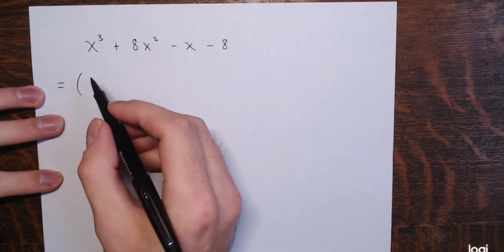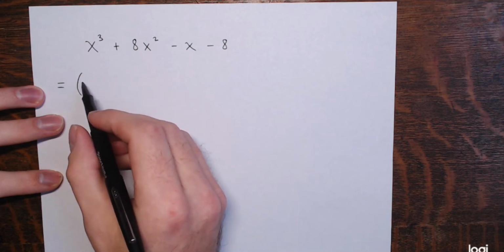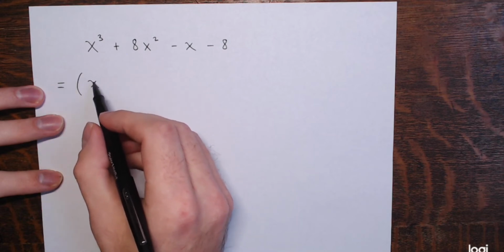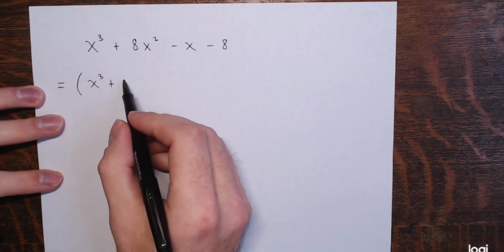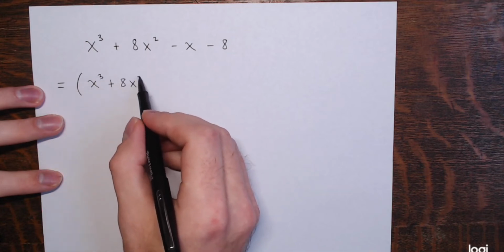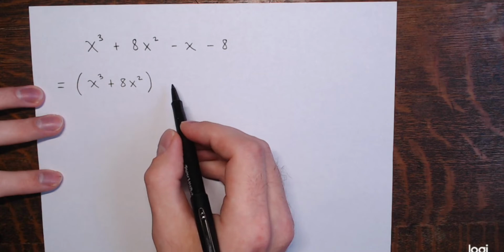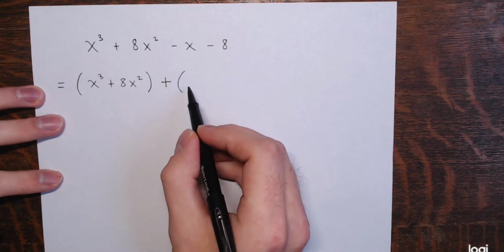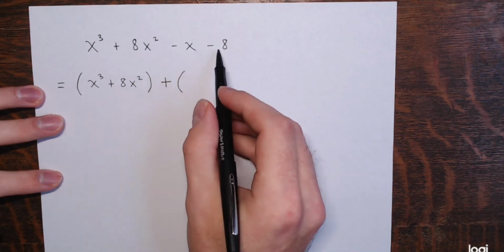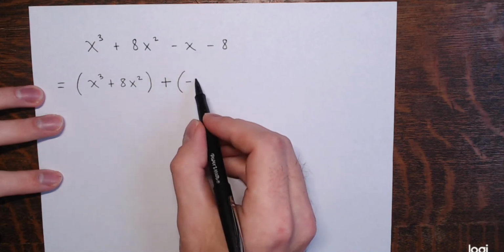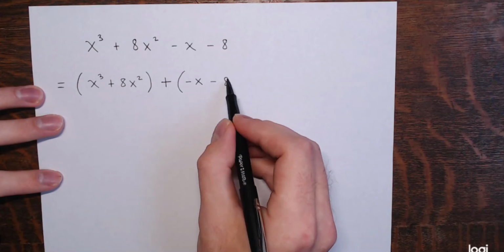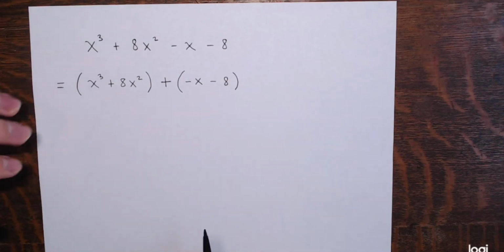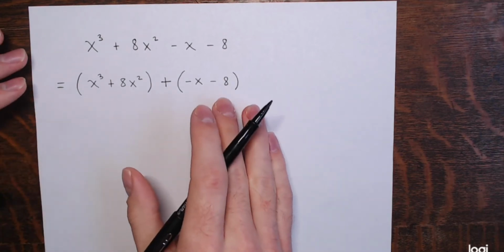So in one group, set of parentheses here, I put the first 2 terms, x cubed plus 8x squared. Alright, then I personally like doing this. I put a big plus sign in the middle. And then the second group, I put the next 2 terms, negative x minus 8. Alright, now this is not factored, right? This is not multiplication, this is addition here.